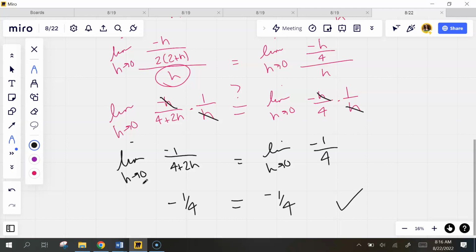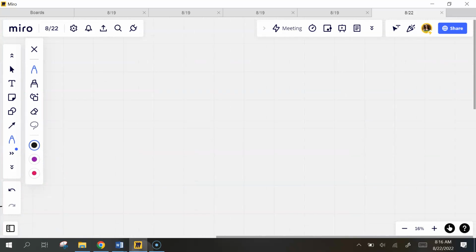Okay, you said which one? 21? 20? 21? All right, 21, y equals 1 over x minus 1. What am I doing? Find the slope of the curve at x equals a.